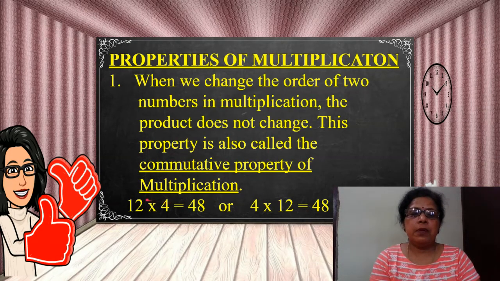Means we multiply 12 fours are 48 or 4 12s are 48. Means here 12 is the multiplicand and 4 is the multiplier. Answer is 48. And in the second case 4 becomes the multiplicand and 12 becomes the multiplier. The answer or product is 48 and both are the same. It means even if we are changing the order of these two numbers, the result remains the same.